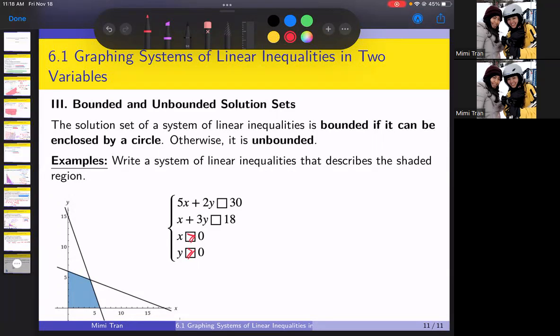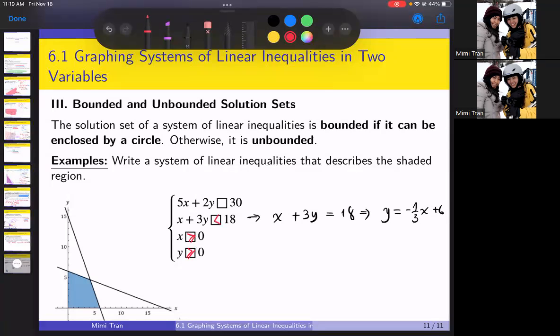Now let's do the intercepts. If x equals 0, y is 6. If y equals 0, x is 18. So it's got to be this one, right? Or this one. Greater than or less than? I'm going to solve for y first. 18 divided by 3 is 6. So it's going to be less than, right? It's going to be less than.